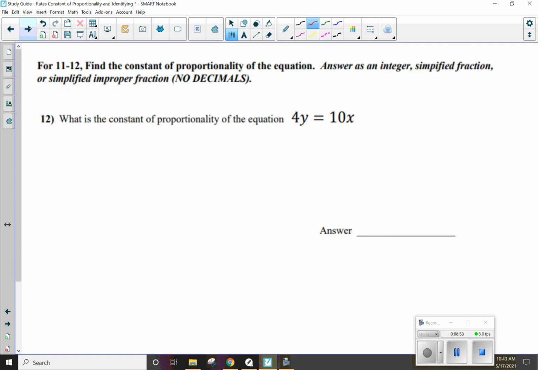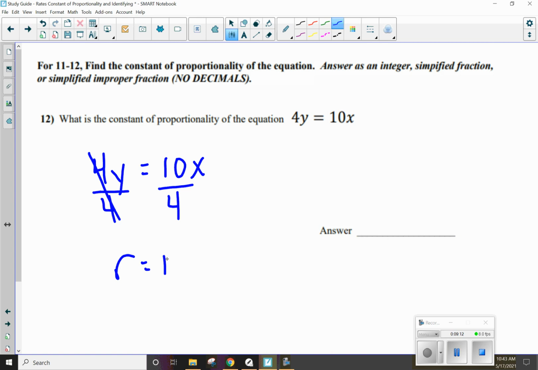12. What is the constant of proportionality in the equation for y equals 10x? Now remember, when we have our equation in this format, you cannot have a coefficient in front of your y. So in order to get rid of the 4, since it's multiplication, we're going to do the opposite, which is division. So that means my constant is 10/4, which can be simplified. They're both divisible by 2. 10 divided by 2 is 5, and 4 divided by 2 is 2. So that means we have a constant of proportionality of 5/2.